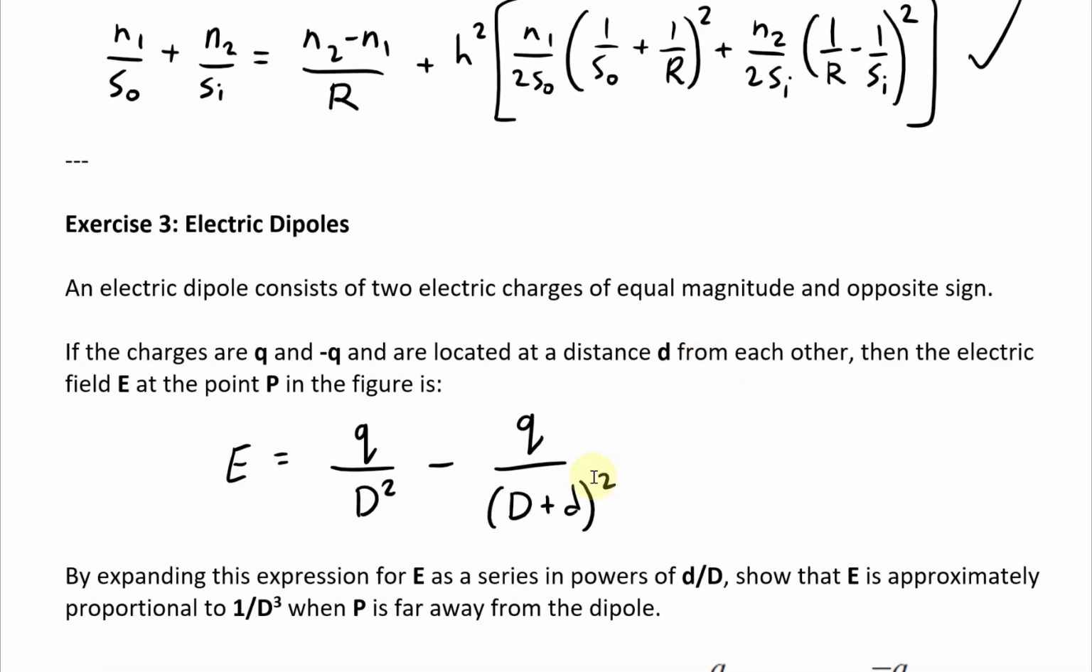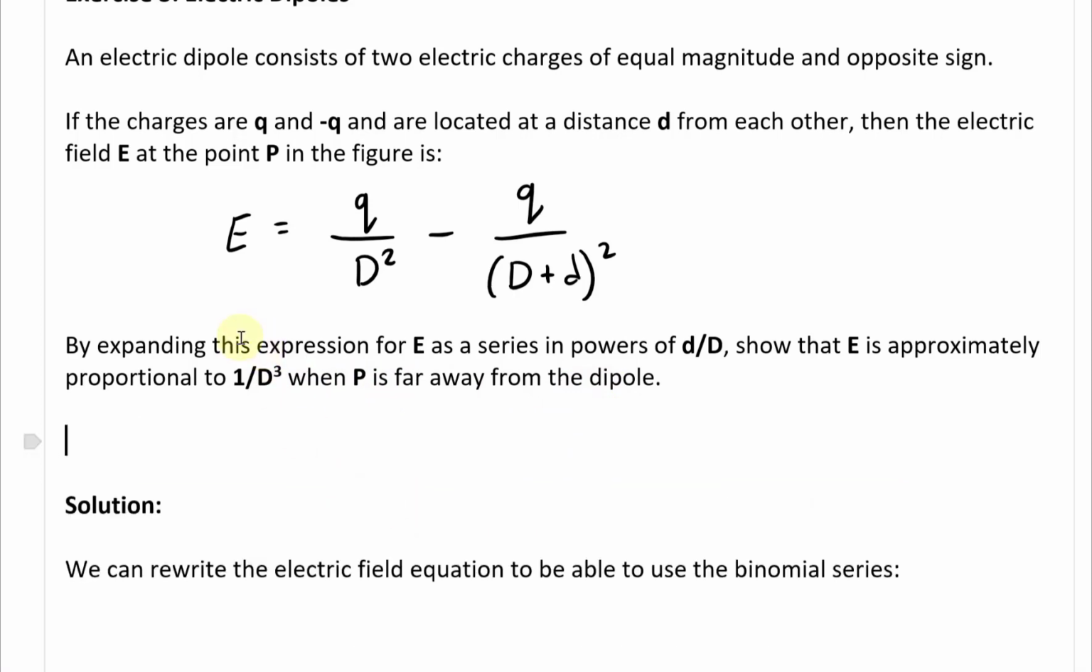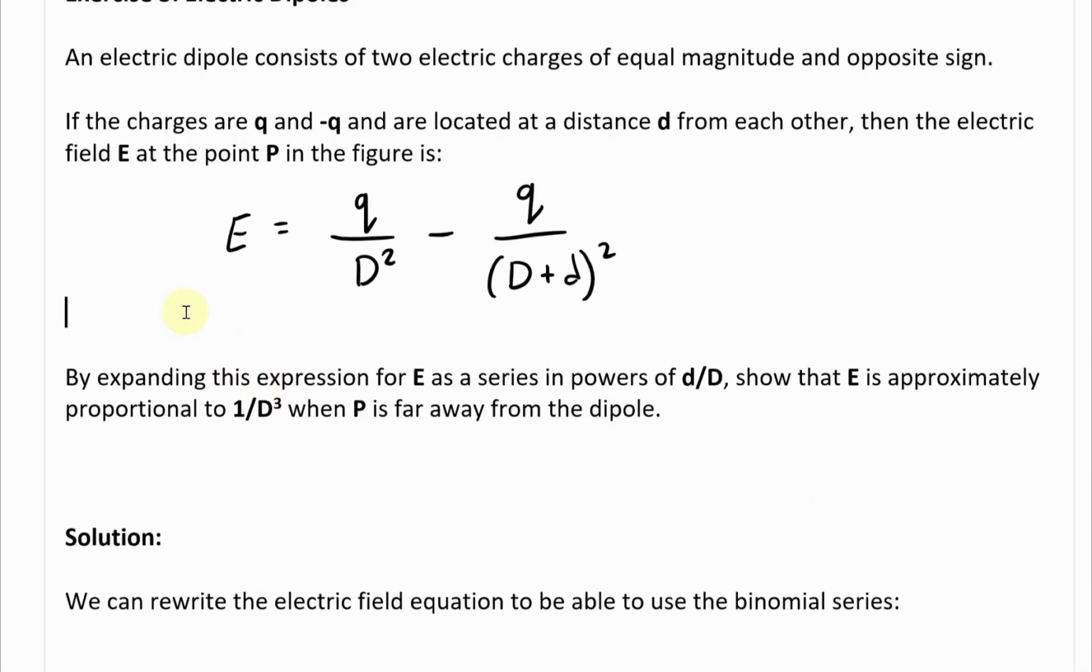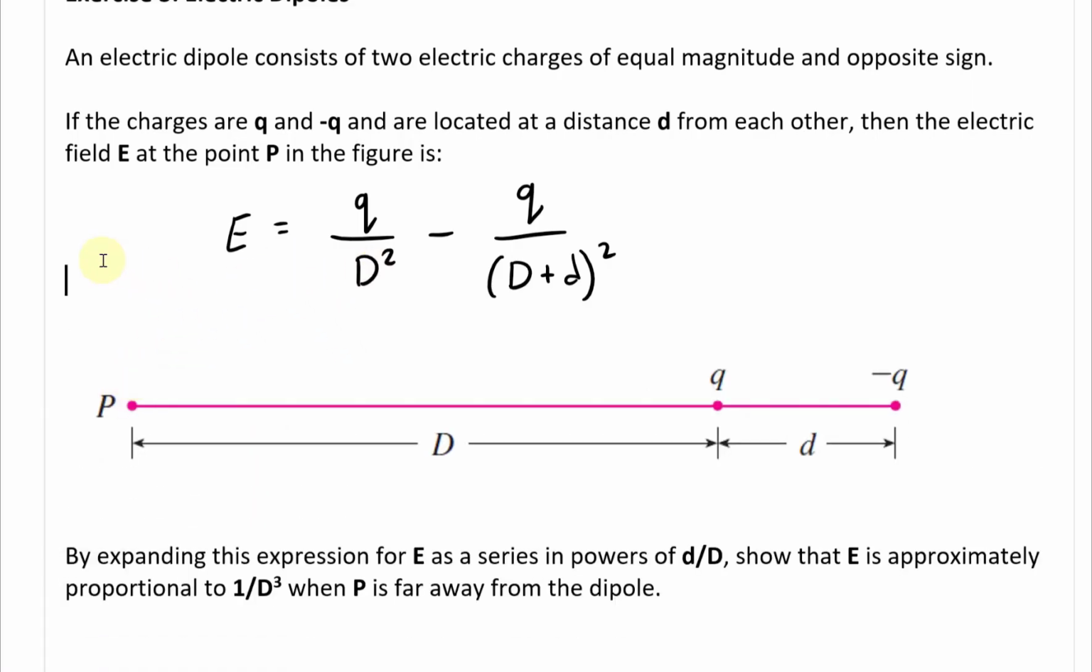Now we're asked, by expanding this expression for E as a series in powers of lowercase d over capital D, to show that E is approximately proportional to 1 over d cubed when P is far away from the dipole. I'm just going to move this figure above because I think it appears a bit better here. So there's the figure, and there's the electric field at the point P.